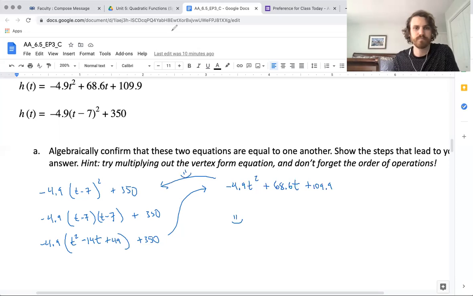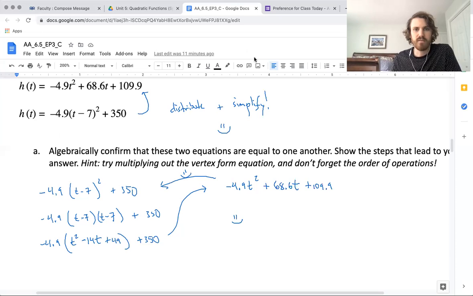Great. Okay, so if you want to convert from vertex form to standard form, you can simply distribute and then simplify. Distribute and simplify. Great. Okay.